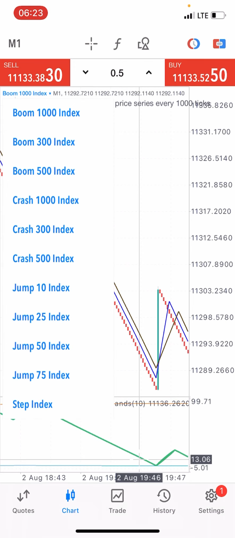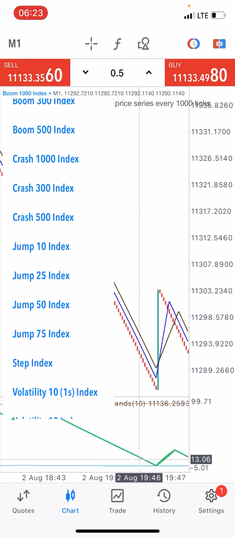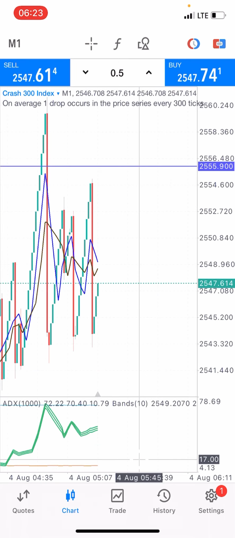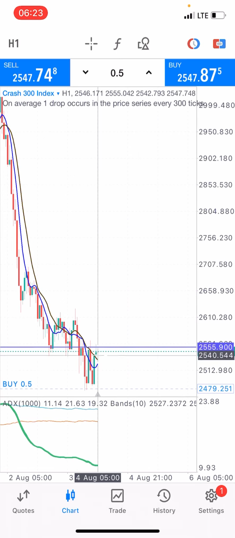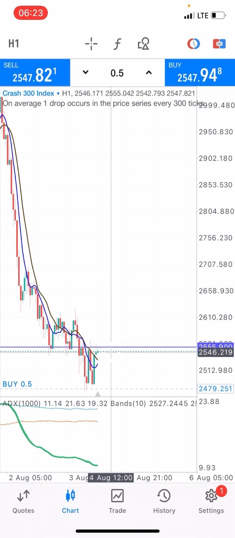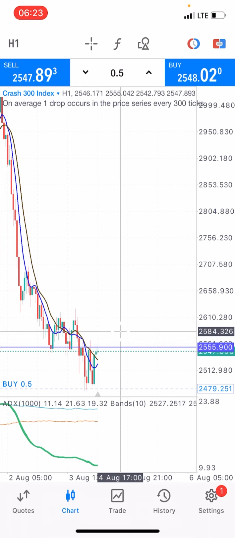So guys, as I said earlier, we were on the Crash 300. I told you guys earlier that once it gets to that level, we will be expecting spikes. So the spike came and it has reduced our profit. So it's very important for you to do analysis.